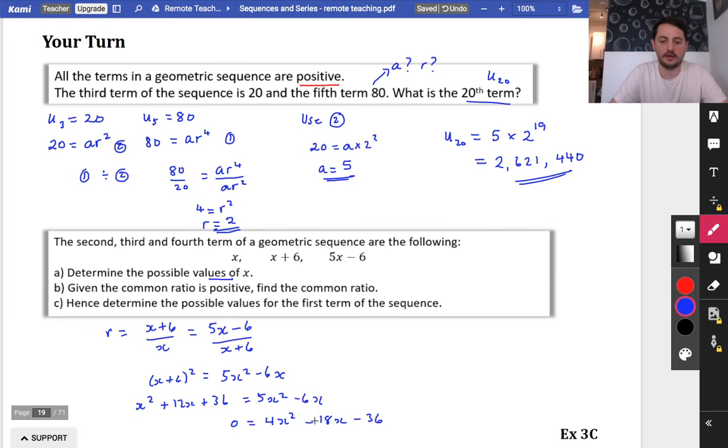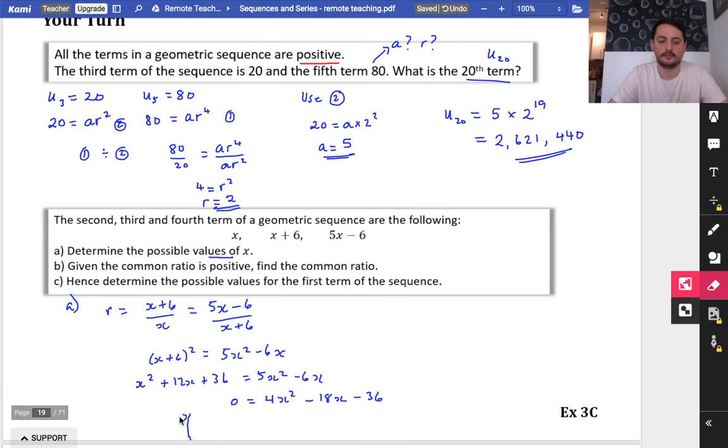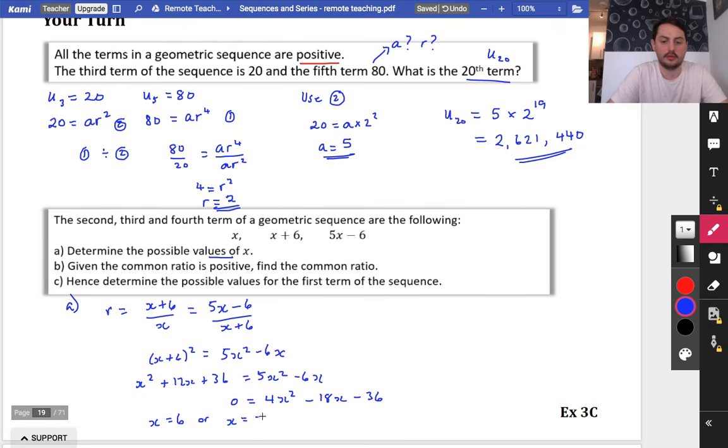So my values for x are, this is all for a here, x is equal to 6 or x is equal to minus 1.5. Given that the common ratio is positive, find the common ratio. So we now know that the common ratio is positive. So we better think about what happens when x is 6. If x is 6, it would go 6, 12, and 24. But if x was minus 1.5, it would go minus 1.5, and then we've got 6 minus 1.5, which is 4.5. I wonder if we can spot what the pattern is. And then we've got 5 times minus 1.5 minus 6, which is minus 13.5.